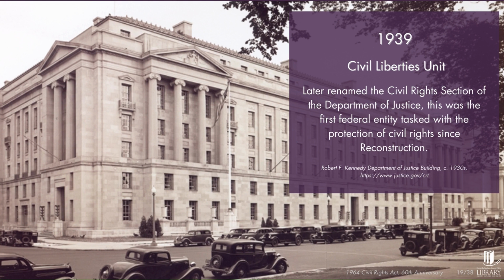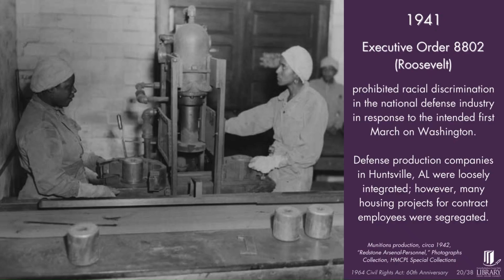In 1939, the Civil Liberties Unit of the Department of Justice was formed, making it the first federal entity tasked with the protection of civil rights since Reconstruction. Executive Order 8802 prohibited racial discrimination in national defense industries. Defense production companies in Huntsville were loosely integrated. However, many housing projects for contract employees were segregated.